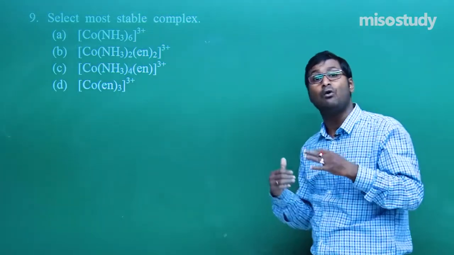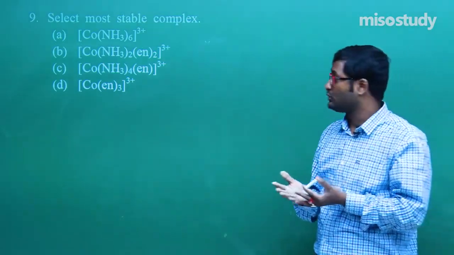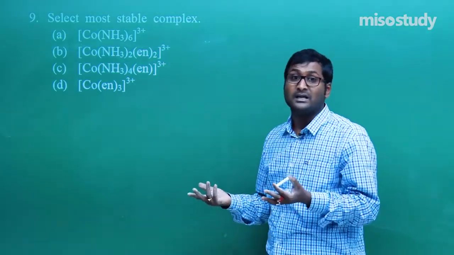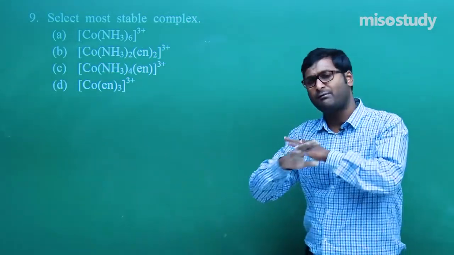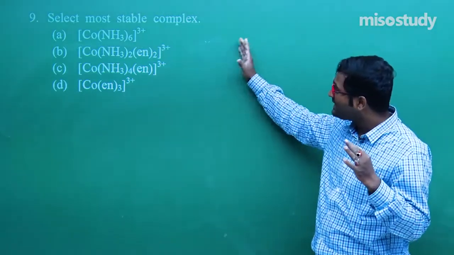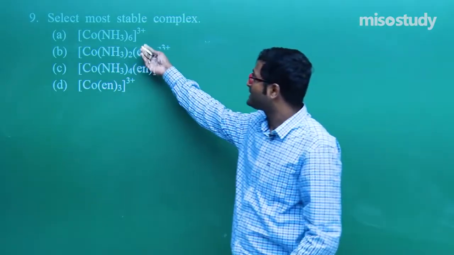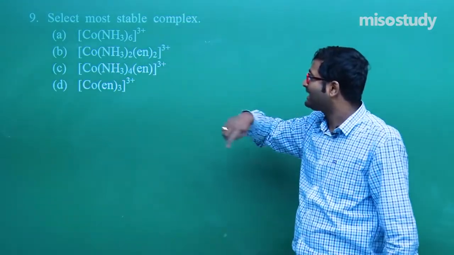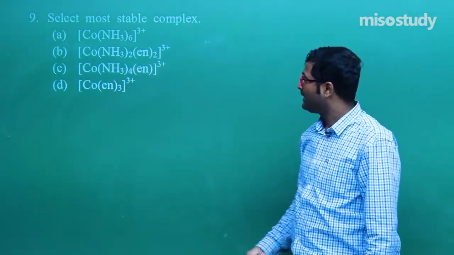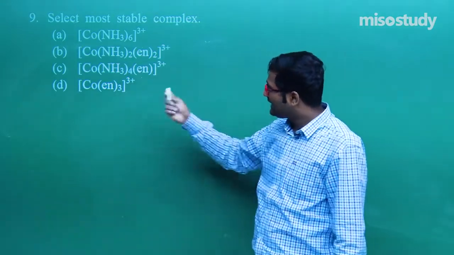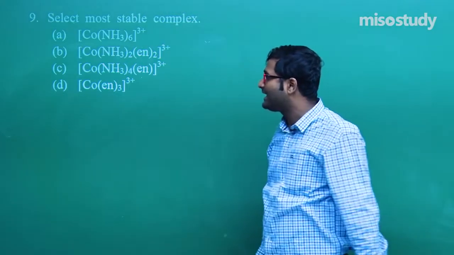In this case, there are other factors for stability. As I discussed, the higher the value of K, we also have to check the stability constant. Then we have to check which type of ligand is attached to the central metal atom. But in this case, one is monodentate and the other is bidentate. In the first case, there is only monodentate ligand. In the second case, there are two bidentate ligands, en, ethylenediamine, but in the last case there are 3 en, that is 3 bidentate ligands attached.